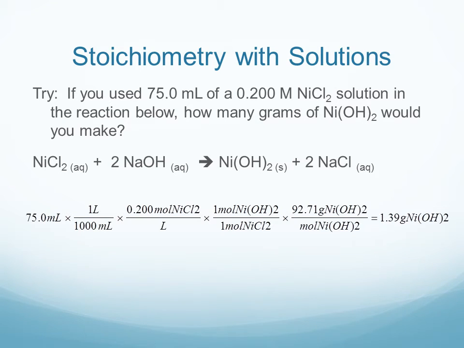So here is the equation that you go through. The first step converts the 75 milliliters to liters, and then you multiply it by the concentration of nickel chloride to get moles of nickel chloride. And then you have a 1-to-1 ratio of nickel chloride to nickel hydroxide, so you now have moles of nickel hydroxide. And then nickel hydroxide is 92.71 grams per mole, so you would end up with 1.39 grams of nickel hydroxide as your product from that reaction.